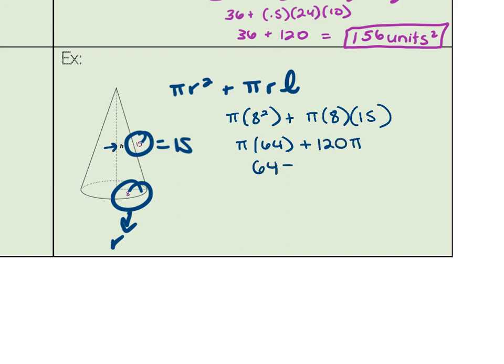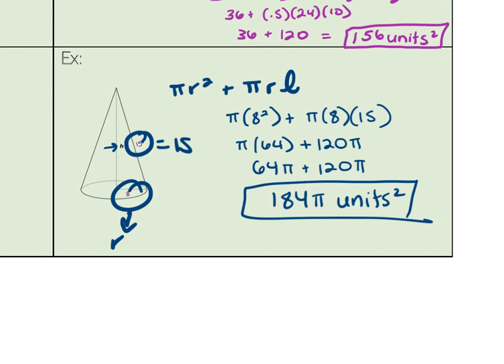Bump the pi's to the back of both. And then they both have pi, so we can add them. 184 pi. No unit, so it's unit squared. And again, that would be multiple choice because of the pi.